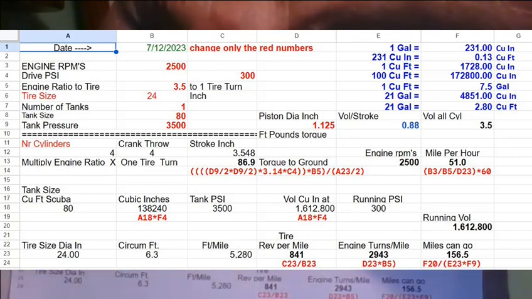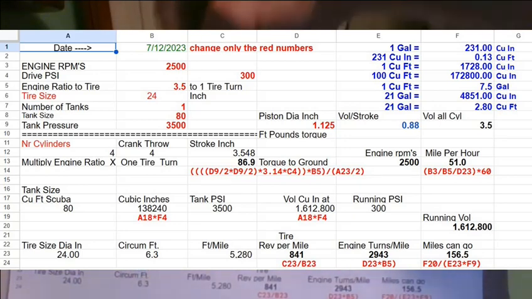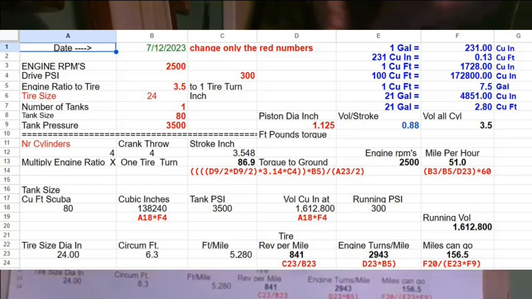So using the tire size at 2 foot or 24 inches, that gives you 6.3 feet on the circumference or the outside of the tire. And in a mile, which is 5,280 feet, dividing it by 6.3 feet, it turns 840 times for each mile. Now the engine at 3.5 times this gives you 2,943 revolutions per mile.